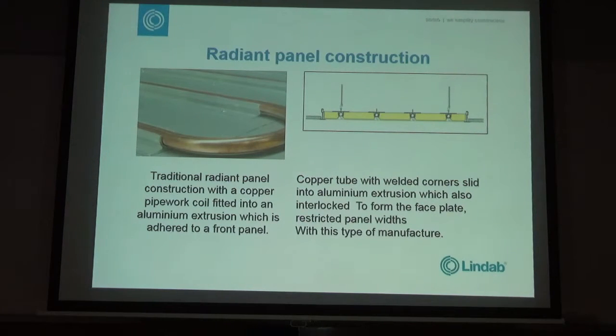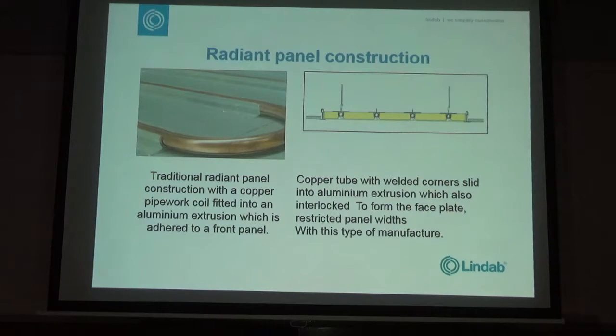The next panel along is probably another quite popular way of doing it. So this is a plank, a 150mm plank. And if anybody's done any flooring, you put it together and click it together, and that's the way this works. So the extrusions are clicked together, and then that forms an orifice in your extrusion through which copper pipe is threaded and then soldered up as normal.